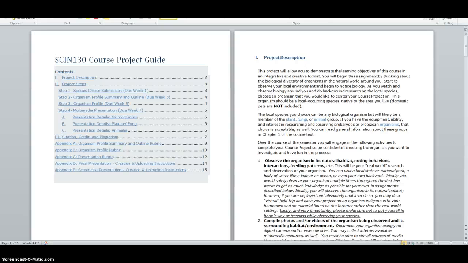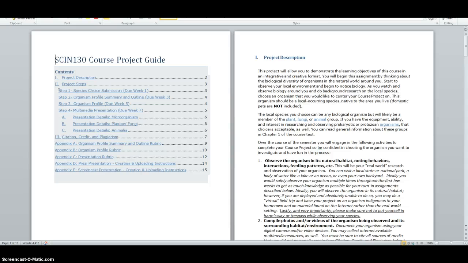So two main components that you're going to have in this project: an organism profile due week 5 and the multimedia presentation due week 7. Mind you, this centers around the one species you choose during your first week and post in your week 1 forum. So speaking of, there are more steps, obviously, than there are quote main assignments.